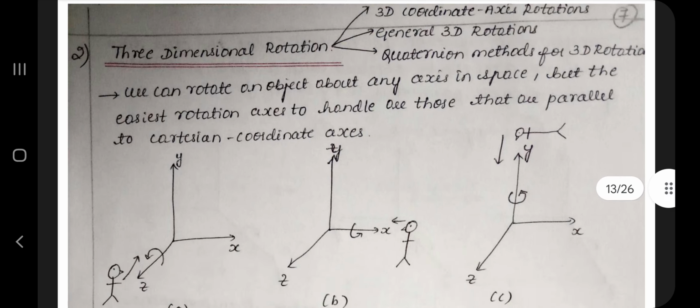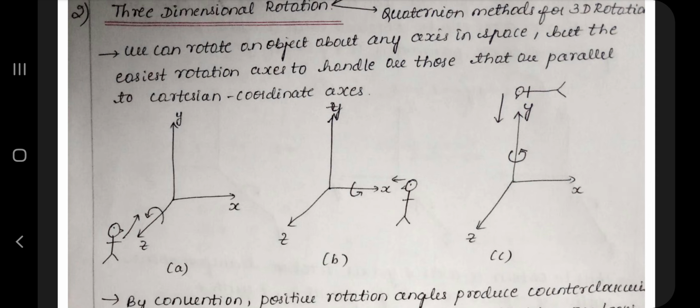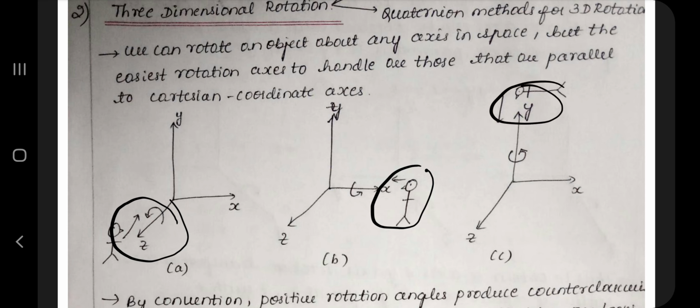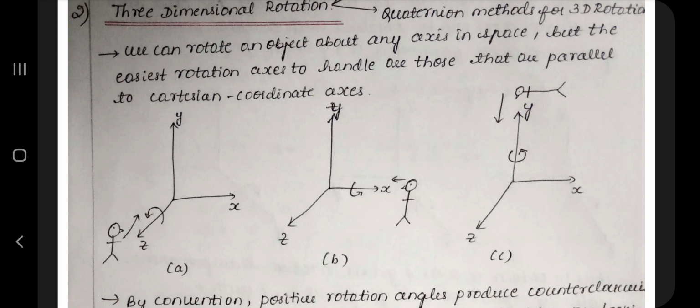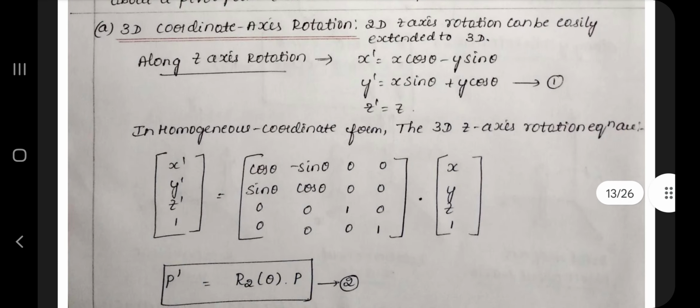3D coordinate axis rotation. Observe carefully. Here we have how many axes? 3 axes: x axis, y axis, and z axis. If you are seeing it through the z axis, the rotation is called z axis rotation. From the x axis, it is called x axis rotation. Y axis rotation. And the rotation is happening in anti-clockwise direction by default. Okay, that's the first point you have to keep in mind.